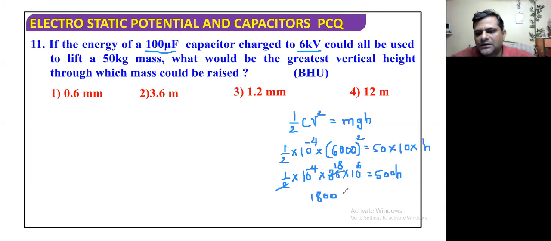And so this 1800 is going to be 500 into h, means h should be equal to 1800 upon 500. So that it comes out to be 18 by 5. And 18 by 5 is going to be 3.6 actually. So it should be 3.6 meter, which is there already in option number 2 here, which must be the correct one.